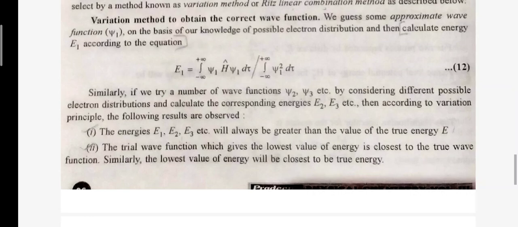Similarly, if we try a number of wave functions psi 2, psi 3, etc., by considering different possible electron distributions and calculate the corresponding energies E2, E3, etc., then according to the variation principle, the following results are observed. The energies E1, E2, E3, etc. will always be greater than the value of the true energy E. The trial wave function which gives the lowest value of energy is closest to the true wave function. Similarly, the lowest value of energy will be closest to the true energy.